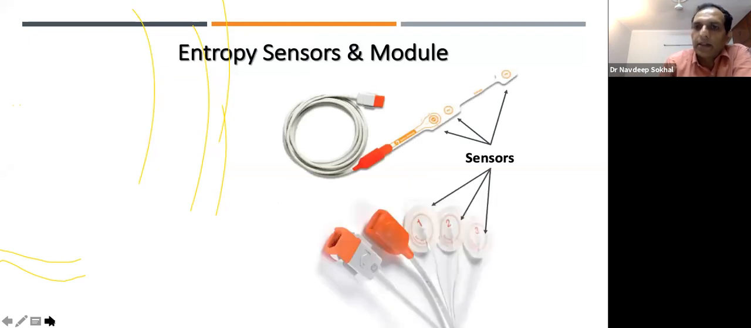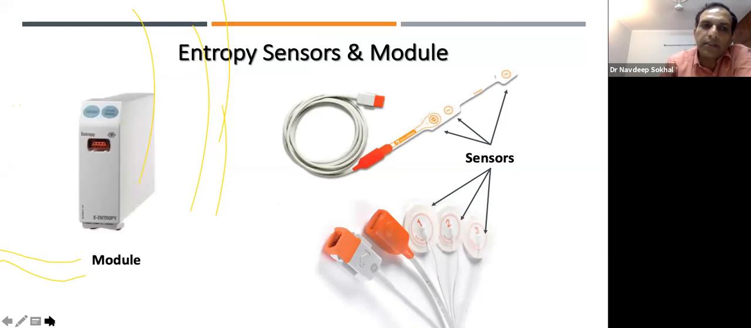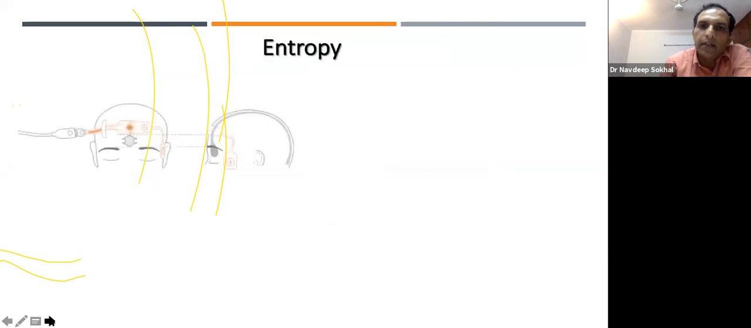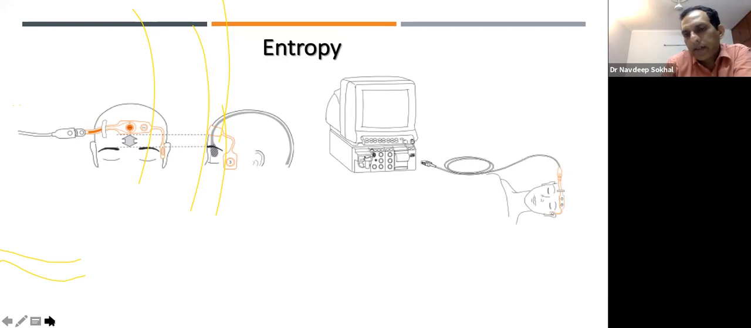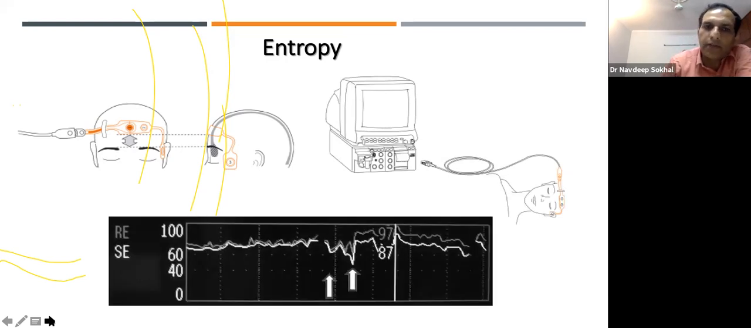sensors look like. They may be of various types. These are the two commonly available sensors for entropy. Now, this is a module which comes with the GE monitors, and you can place these sensors or electrodes over the patient's forehead, similar to what we did with the BIS monitor, and connect these sensors to the monitor. Over the monitor you will have the values displayed between 0 to 100, state entropy and response entropy. Two graphs you can see here. You can see 87 and 97. These are the two values of state entropy and response entropy, which is telling you that this is the awake state.